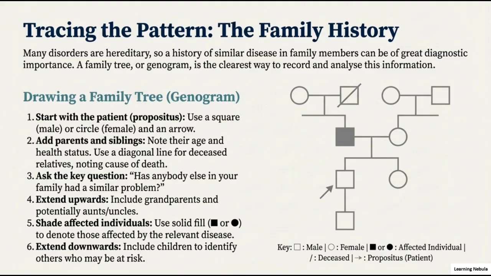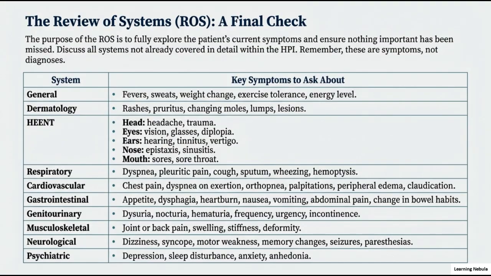And the goal here is to identify hereditary patterns and risk. Right. If you see filled-in circles in every single generation, you instantly think about genetic inheritance. It visualizes the risk for you. Okay, slide 12 is the review of systems, or ROS. It's a big table of body systems. General, head, cardio, respiratory.